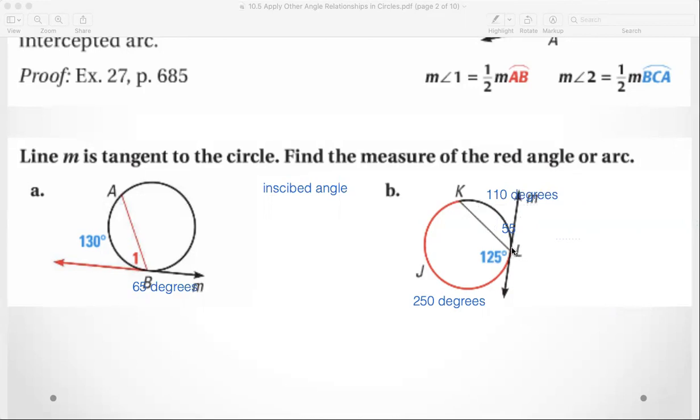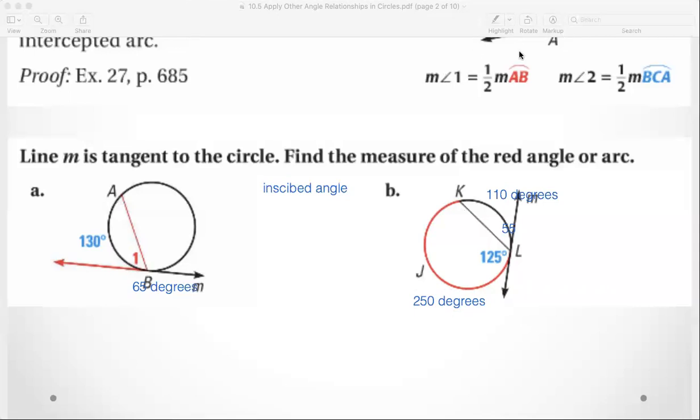Now think about it this way. A whole circle is 360 degrees. 250 plus 110 is 360, so effectively I just checked my work. Why don't you guys go ahead and find the major arc AB, the major one in this direction. Pause it and please find it.